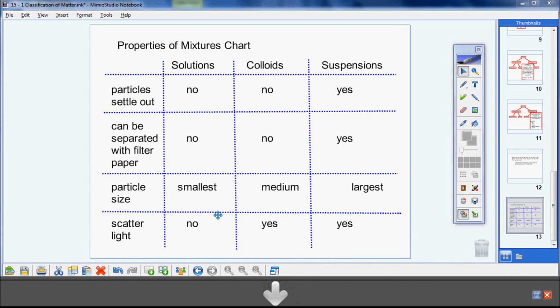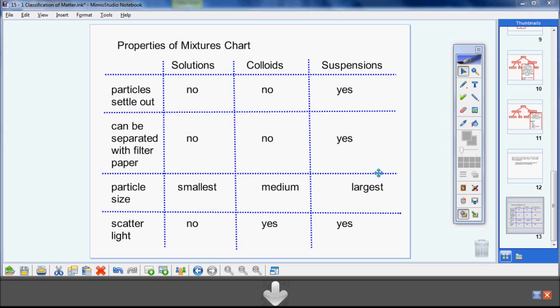And finally, will they scatter light or not? Scattering light is a Tyndall effect. Solutions will not scatter light, but colloids will scatter light and suspensions will scatter light. So solutions do not experience the Tyndall effect. Colloids do experience the Tyndall effect, and suspensions do experience the Tyndall effect. Scattering light. Okay, so hopefully that chart will help you out.